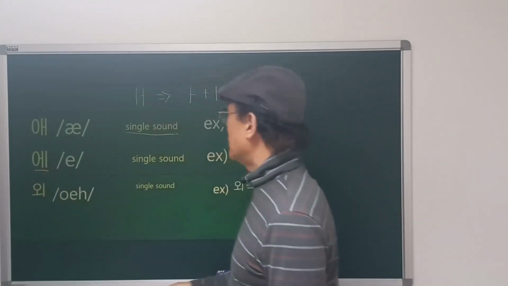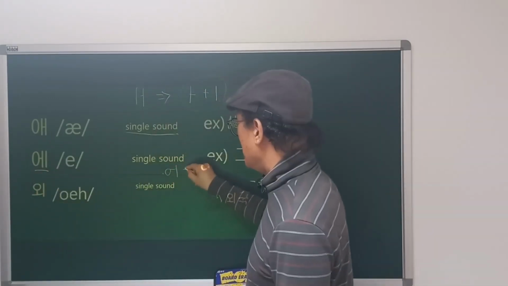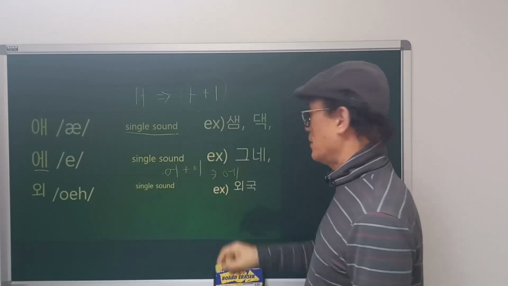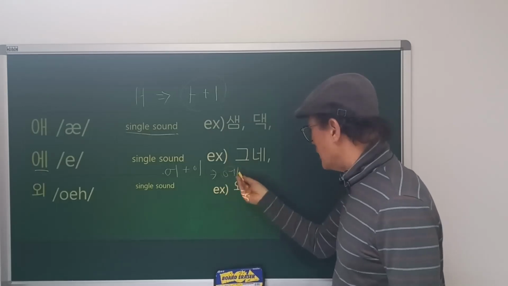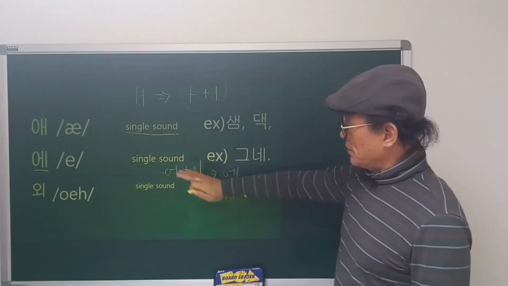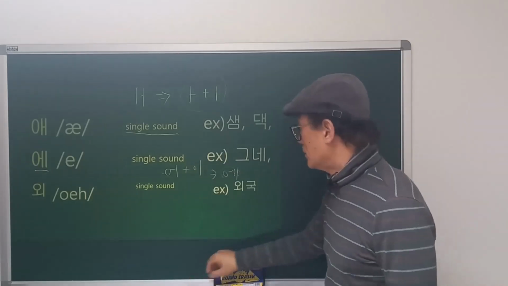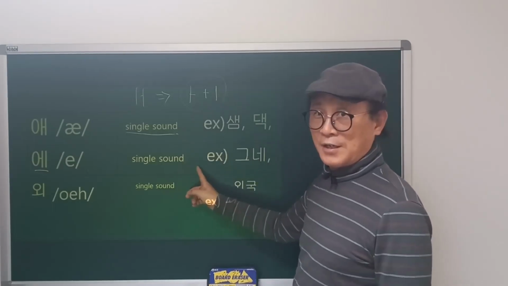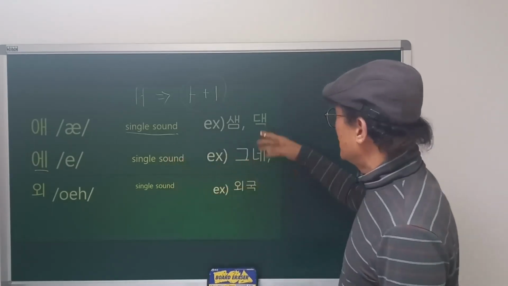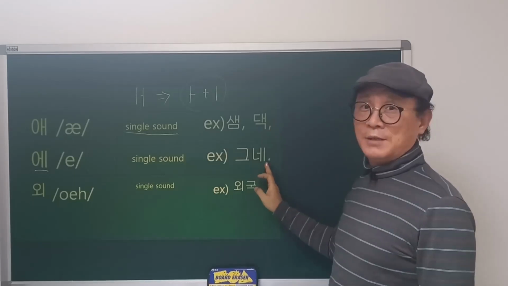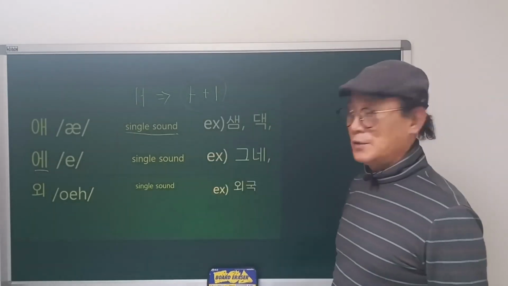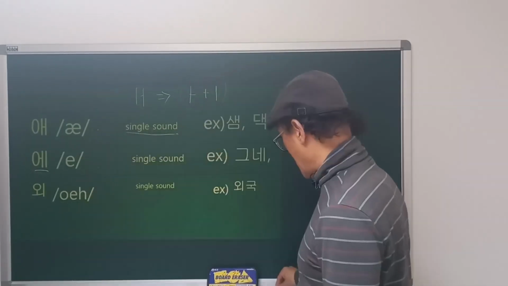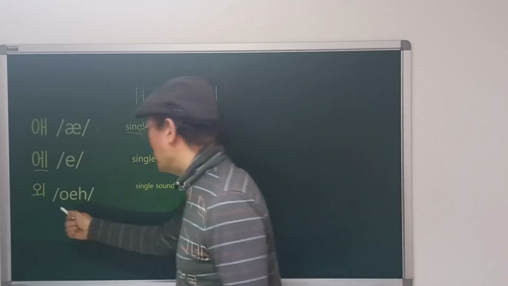Same, this one is said O plus I. O plus I. We say O plus I. The same principle, just a single sound. So this is oi. Okay? But some people call this one by a different name. Either way, it's okay. The sound is almost similar. And one more single sound vowel actually, this one.